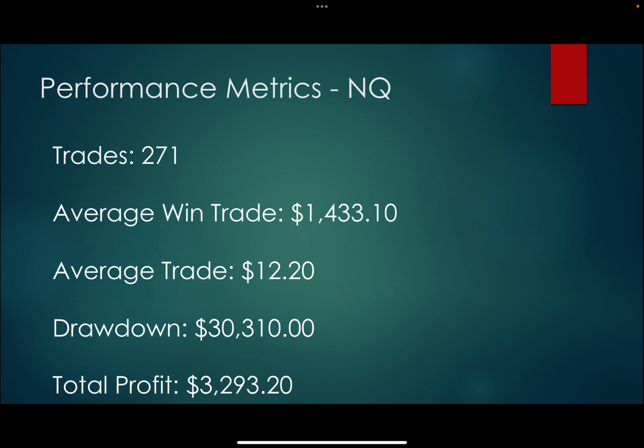All right. For NQ, I had 271 trades. My average win wasn't bad. My average trade was abysmal because I was trading so many different strategies, and we had that tough time. The one strategy that I kept is a great strategy, but you never know how they're going to go in the live markets. The moment I started it, it went down and hit its historical drawdown, made a new one, and came back up.